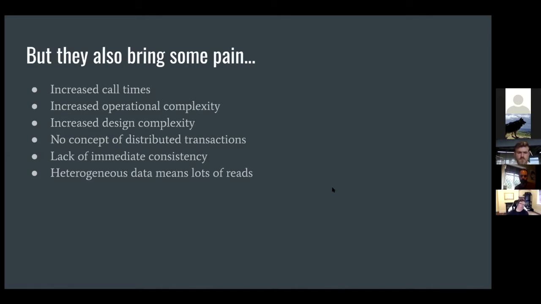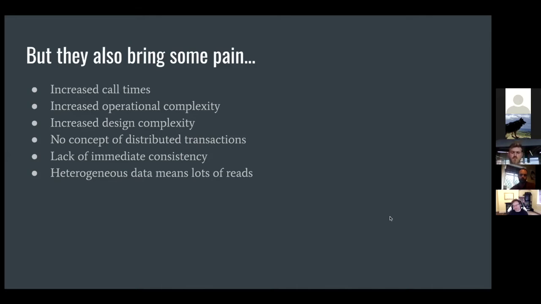They bring some pain. If you're doing a lot of different microservice calls, you are just going to see more call times. It's going to get longer. And breaking up your estate into lots of different parts is just going to make it slightly more operationally complex. This means that you can lean more on your platform provision, your DevOps engineers and your cloud architects to make sure that this estate is working properly.